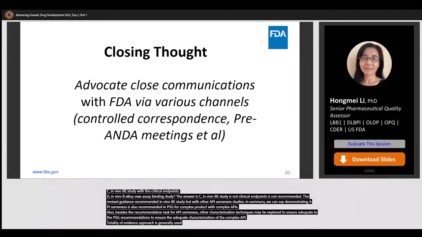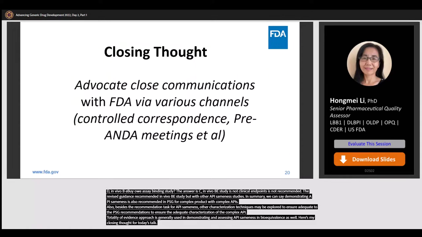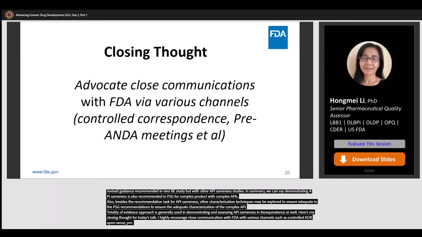Here is a closing thought for today's talk. We highly encourage and advocate close communication with FDA through various channels such as control correspondence, pre-ANDA meetings, etc., to promote the complex generic drug product development and approval.